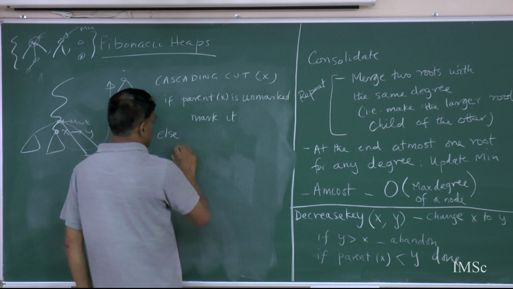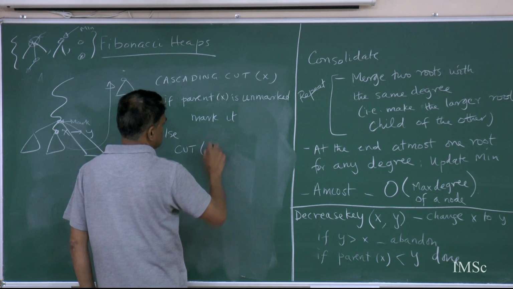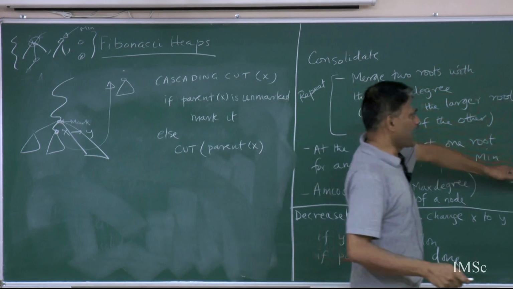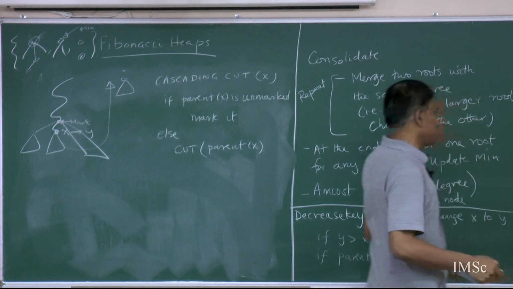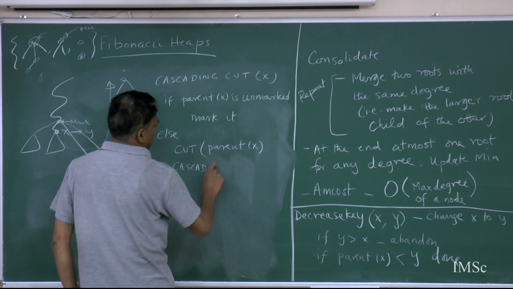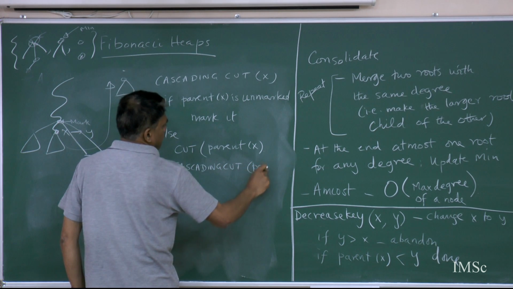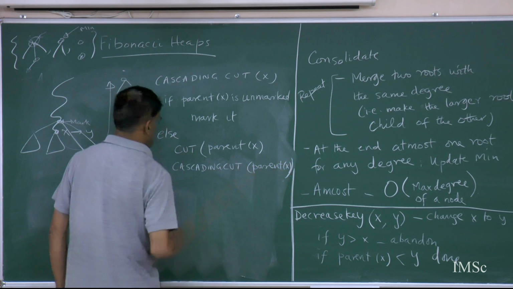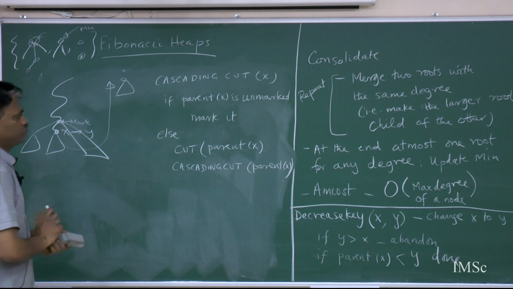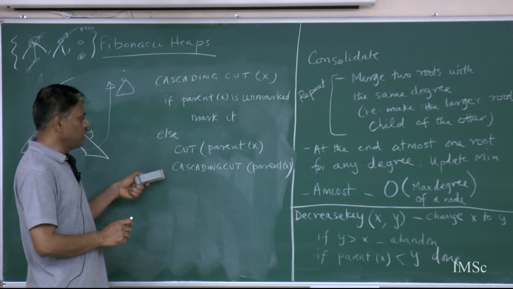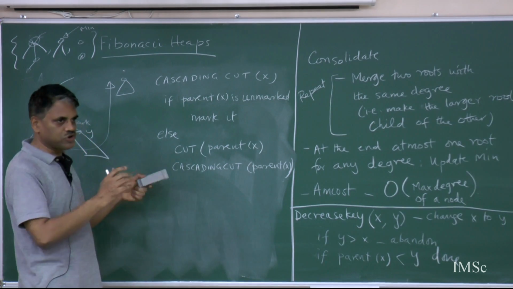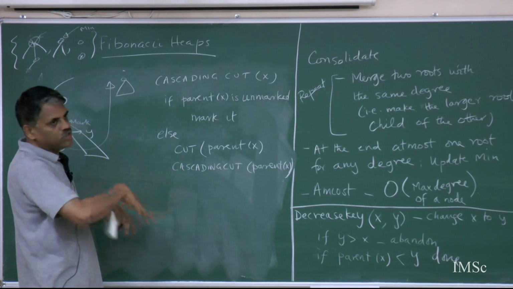Else, cut the subtree rooted at parent of x. So cut means this, and I will cut it, create a new tree, put a charge on it, and recursively cascading cut. Right, so this is a recursive call. What will it do? It will go and check whether the parent's parent is unmarked. If it is unmarked, it will mark it and stop. If it is marked, then it will cut that also and add it to the collection and continue.